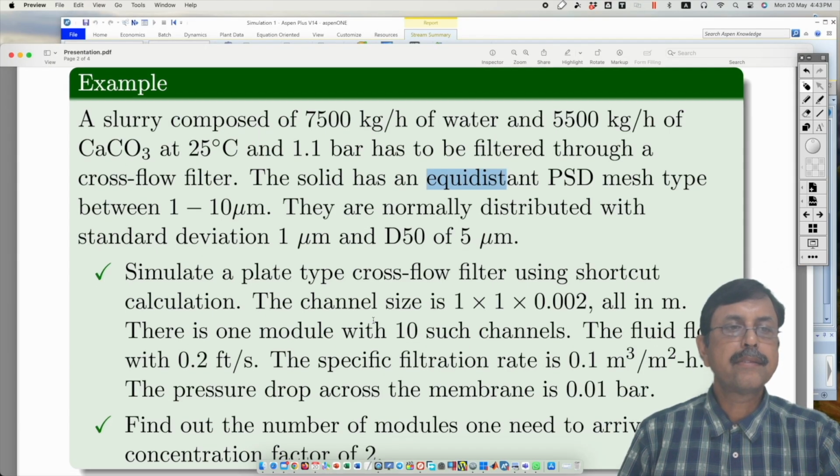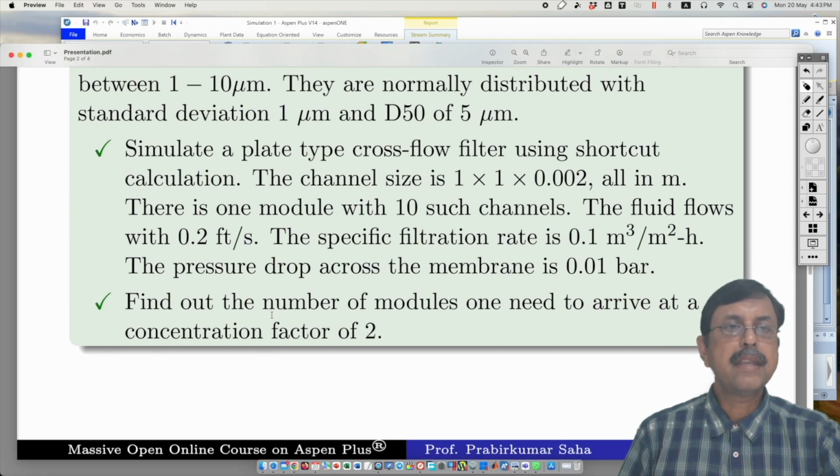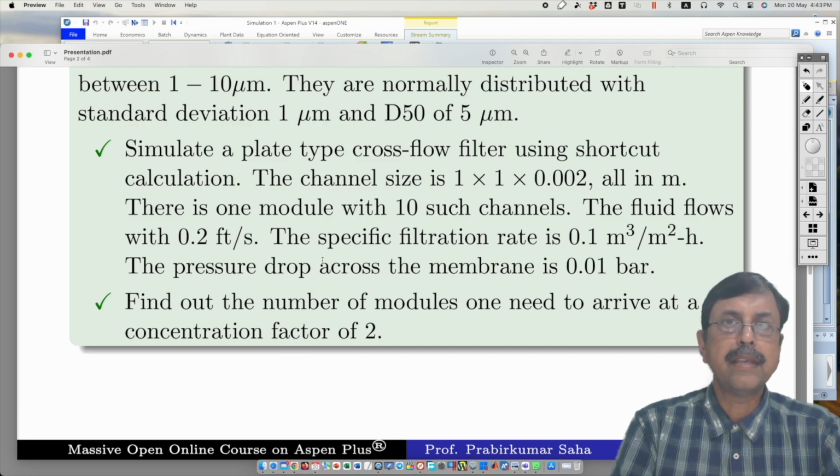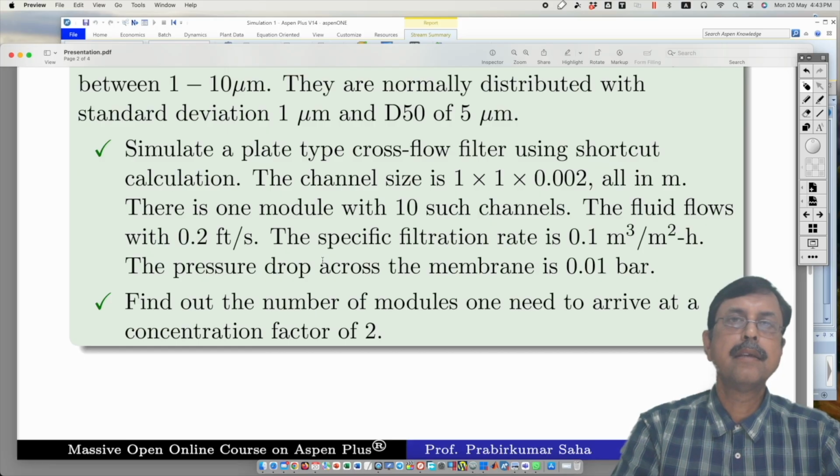For that, let us do the second problem. It says find out the number of modules one need to arrive at a concentration factor of 2. So in the previous case, we arrived at a concentration factor of 1.26. So we were not happy. We want more water to go in the permeate so that the concentration factor increases. So this is a design problem.